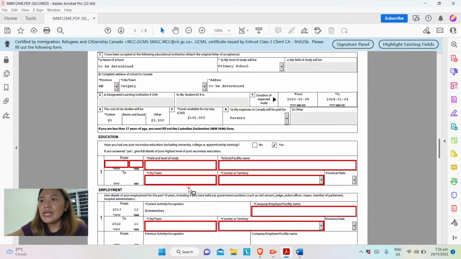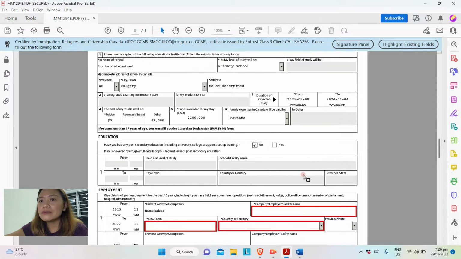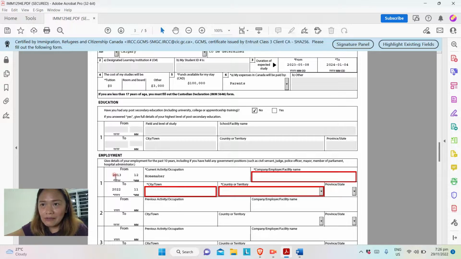And then for the child, of course, a 7-year-old child has not had a post-secondary education. So just tick no, and this will gray out. Employment, they don't have yet. So just write "no employment." And for the date, what we usually write is 1900-01. Because remember, these fields have asterisks, so it's a required field. So we don't have a choice but to write something in it.